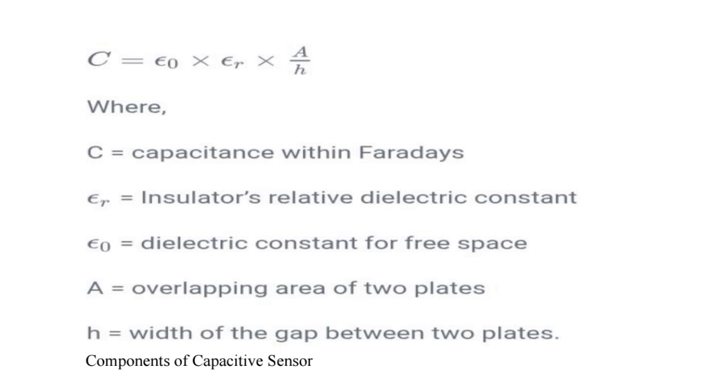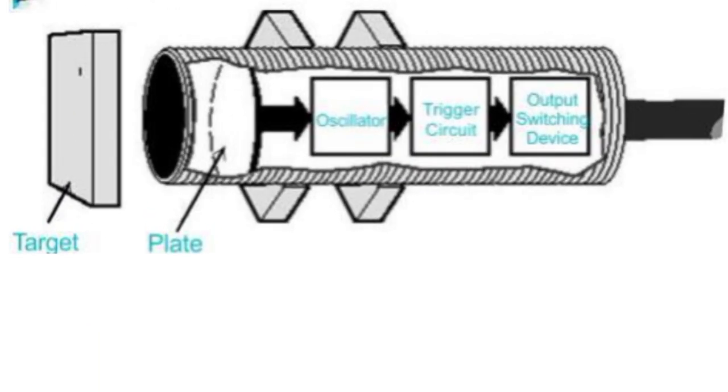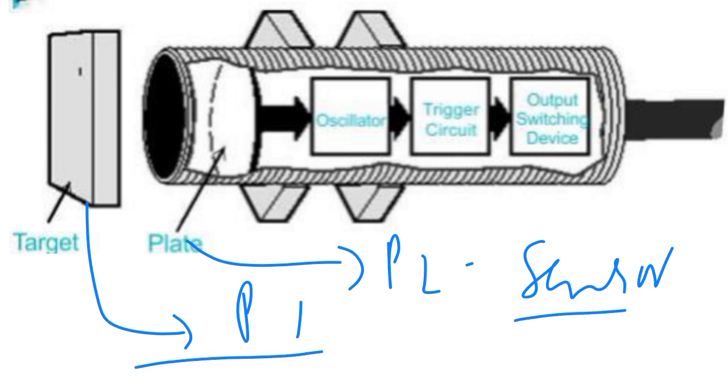The next thing is the components of capacitance sensors. The first is the target, that is, the object you need to measure, the parameter you need to analyze. This is plate 1, and plate 2 is the sensor part. So the sensor is one plate and the object you are keeping is the other plate. Now you have two plates, and in between you are introducing this gap.